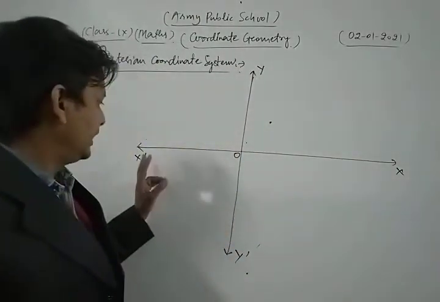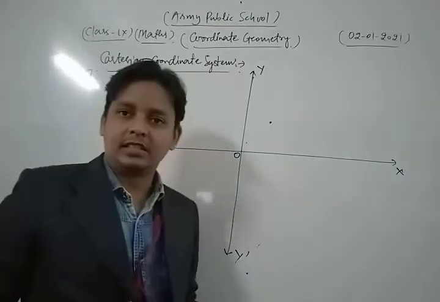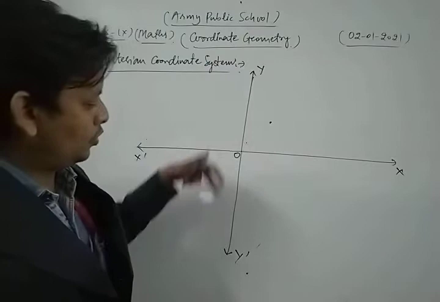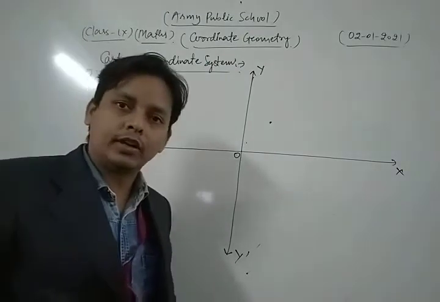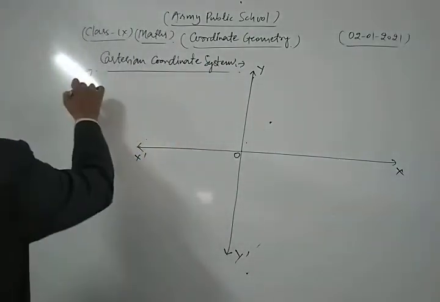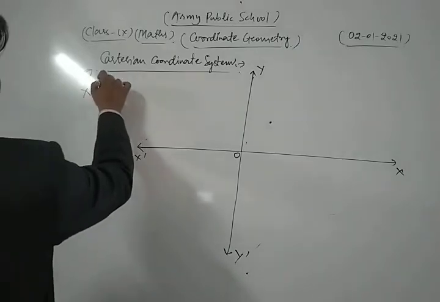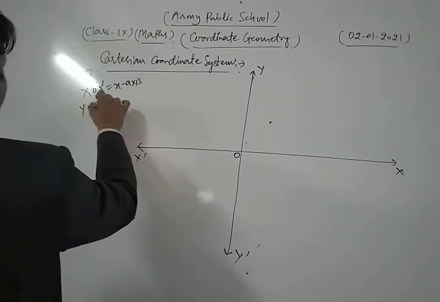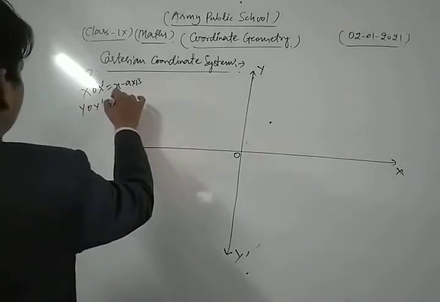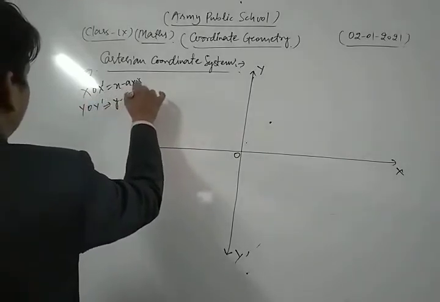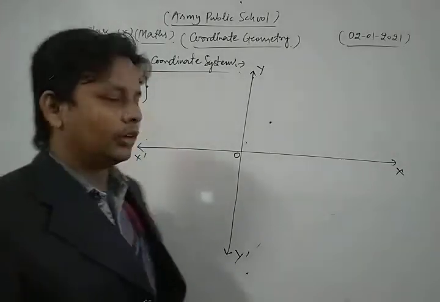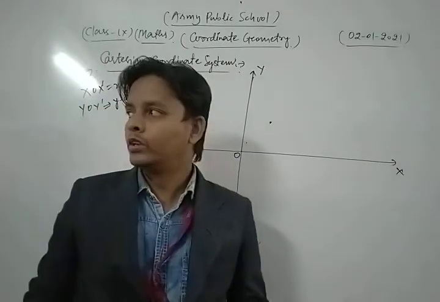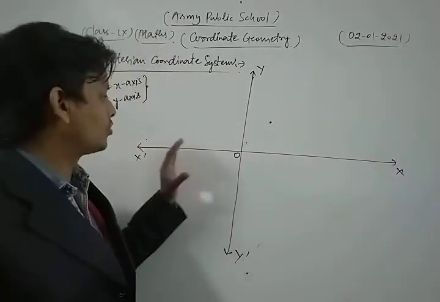Now here the line X'OX is known as the X-axis, and the line Y'OY is known as what? Y-axis. Yes, dear students. Here X'OX is known as the X-axis, and Y'OY is known as the Y-axis, and combinedly we say the axes, meaning the x-axis and y-axis. So dear students, this is the Cartesian coordinate system.